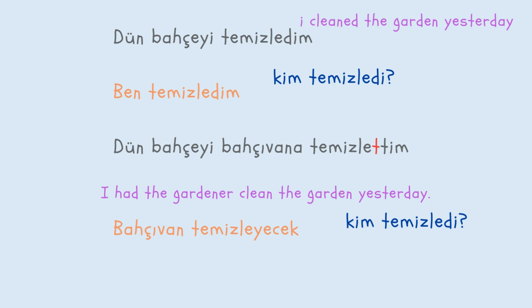Dün bahçeyi temizledim. I cleaned the garden yesterday. I cleaned, ben temizledim. But when I say dün bahçeyi, bahçıvana temizlettim, it means I had the gardener clean the garden yesterday. So I told him and he did it. Not me. I didn't do the action. In this case, I have to say ben bahçıvana temizlettim.